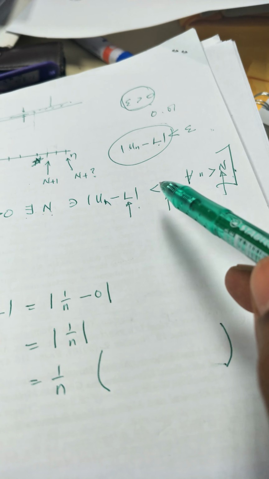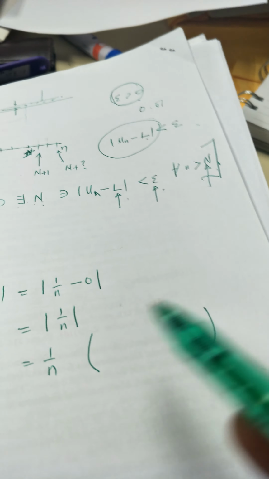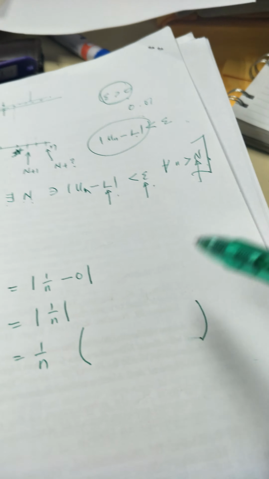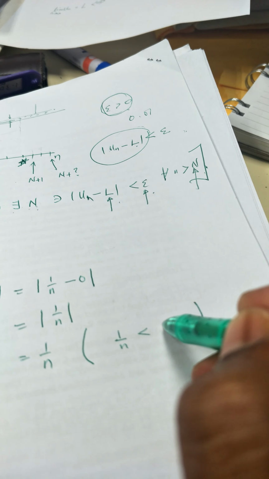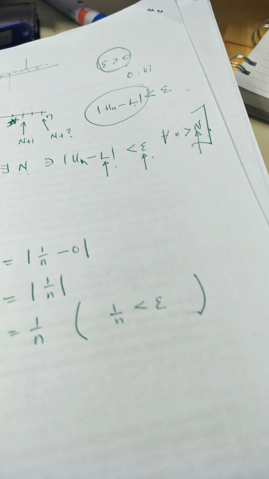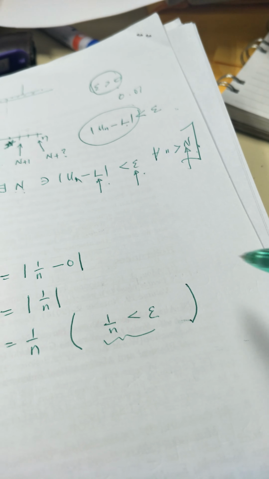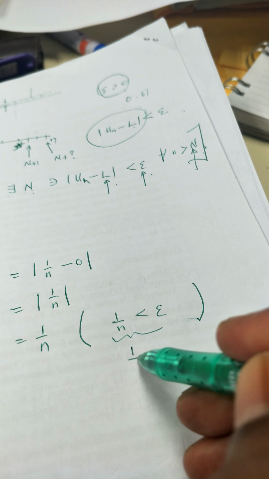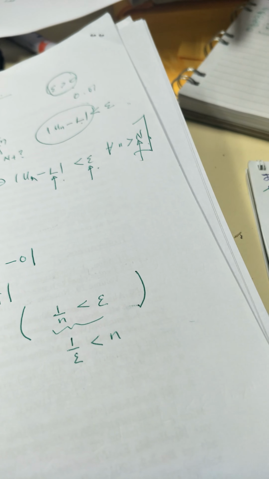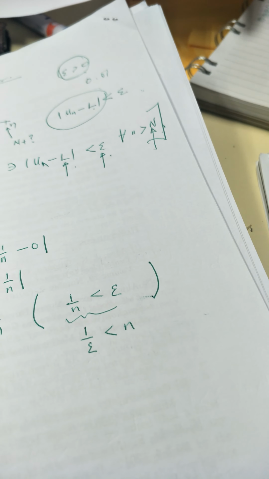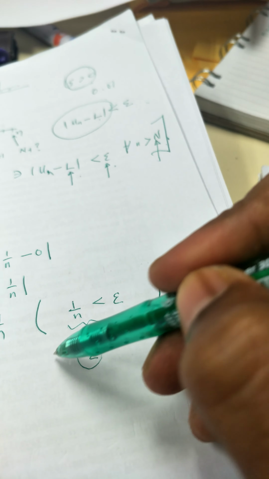So now we need to choose n, capital N. What is capital N? Now look at this. We need to show that 1 over n is less than epsilon. This is what we need to show. For this, I can write 1 over epsilon less than n. Then I can choose this as my N.